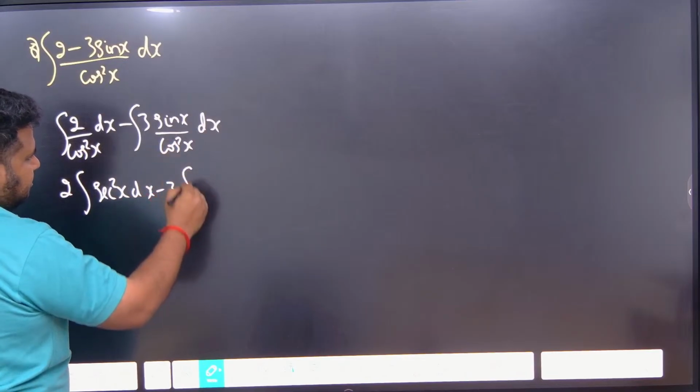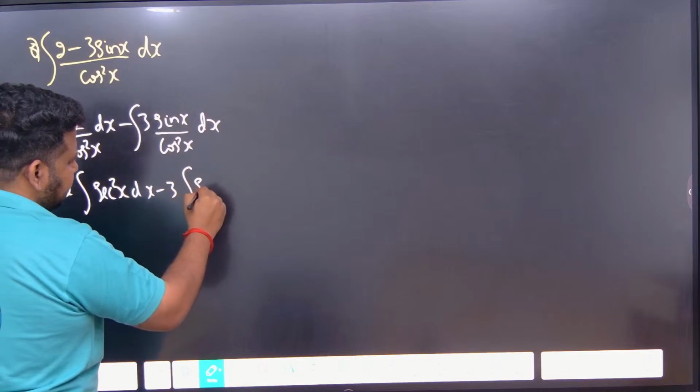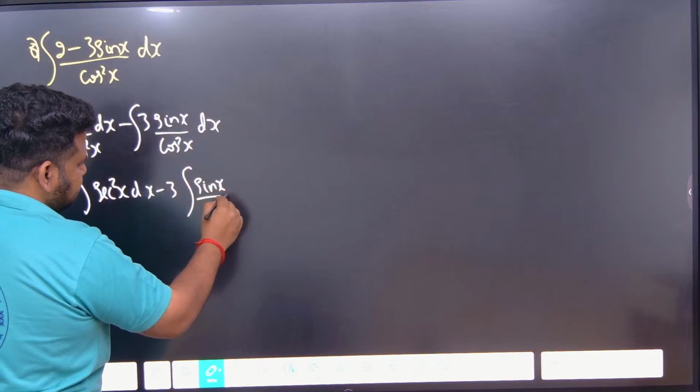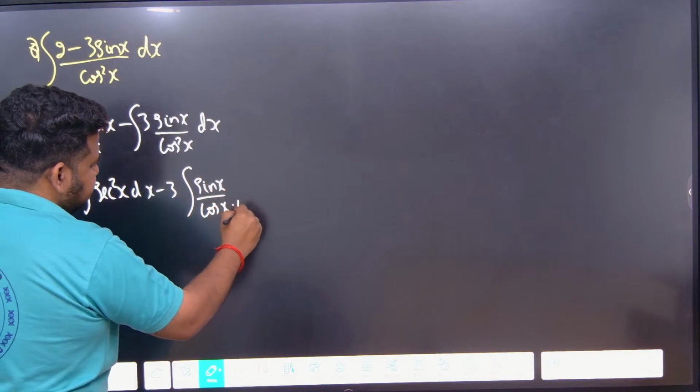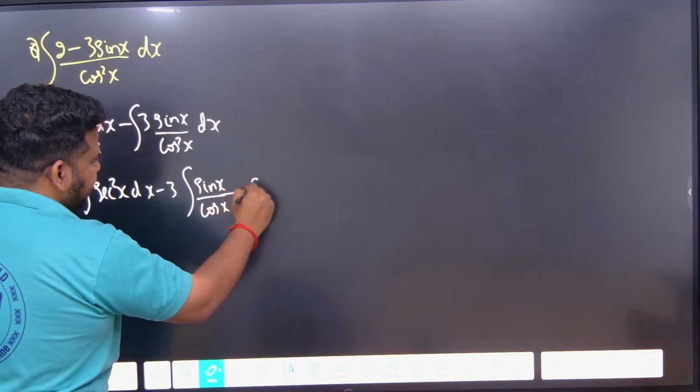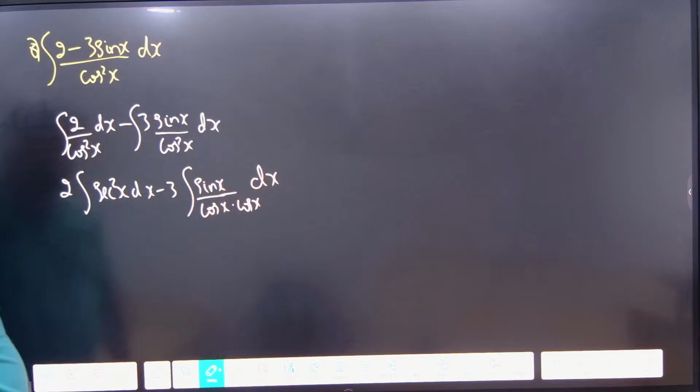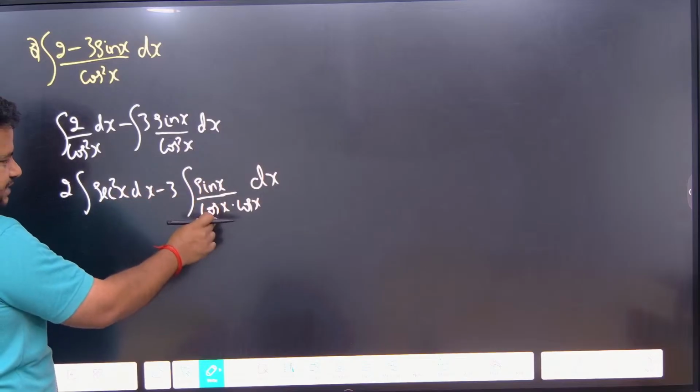Okay, sin x by cos square x, I can write it as sin by cos into 1 by cos. I want it in the form where I can apply the formula, that's why I am writing it like this. Whenever I get sin by cos square, I can write it as sin by cos into 1 by cos x.